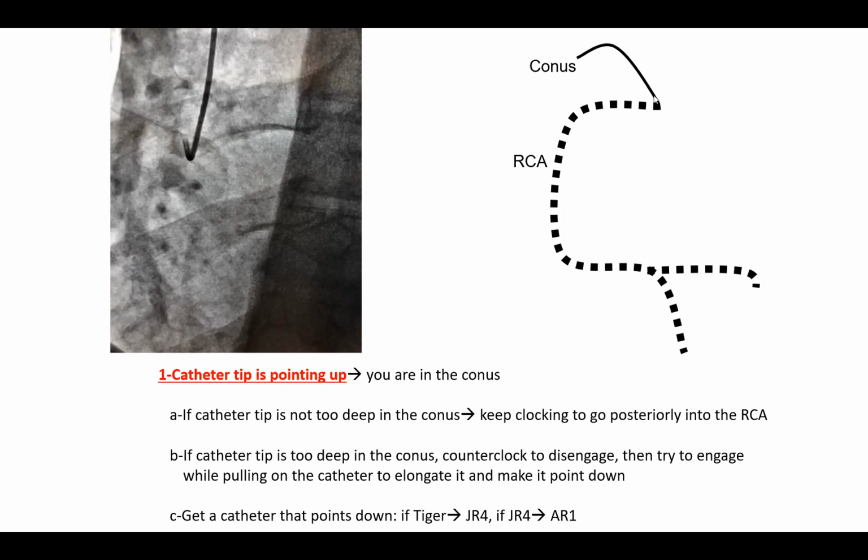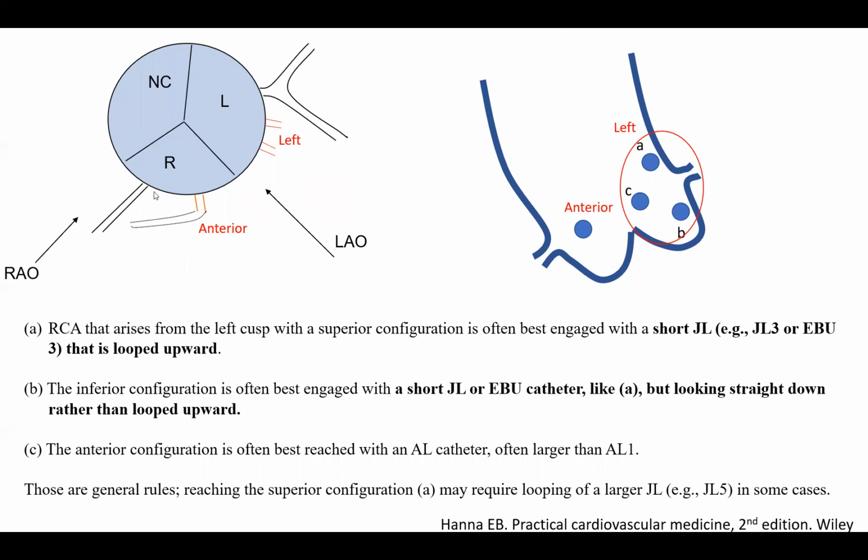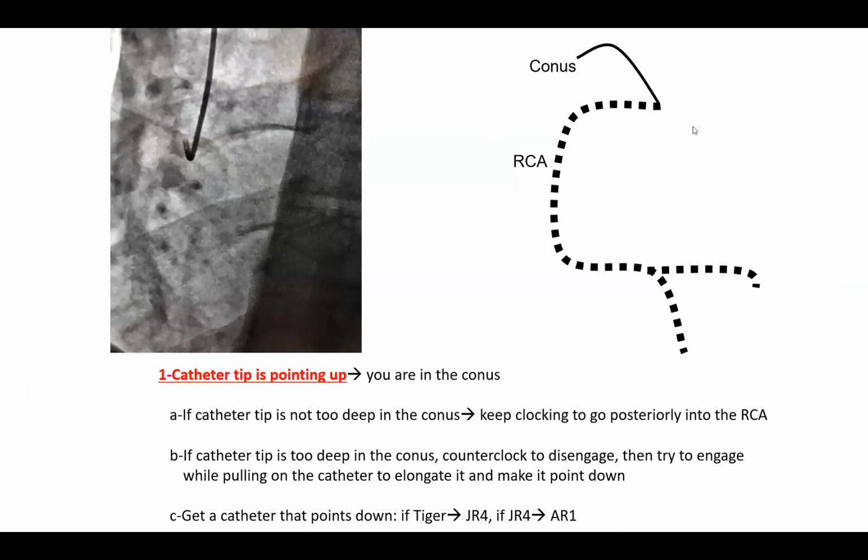So it goes from the conus, which is more anterior. So the conus is somewhat here. So if you keep clocking the catheter, you'll go from the conus to the RCA. And you'll often see that catheter, as you keep clocking it, fall down. That's one idea. And typically you keep clocking while pulling a little bit to make that catheter point down.